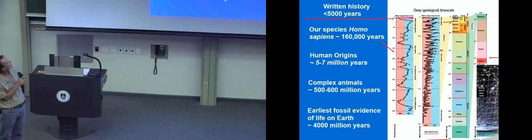It's even a very short period of time since we've had our species Homo sapiens, between around 200 and 100,000 years ago. And human origins can be traced back to about 5 or 7 million years, and complex animals, as I mentioned, back to about 500 or 600 million, and the earliest fossil evidence of life on Earth, 4,000 million. So it puts it in perspective that we as humans have been here for a very short time compared to the entire existence of Earth, and certainly since the time of the Big Bang.